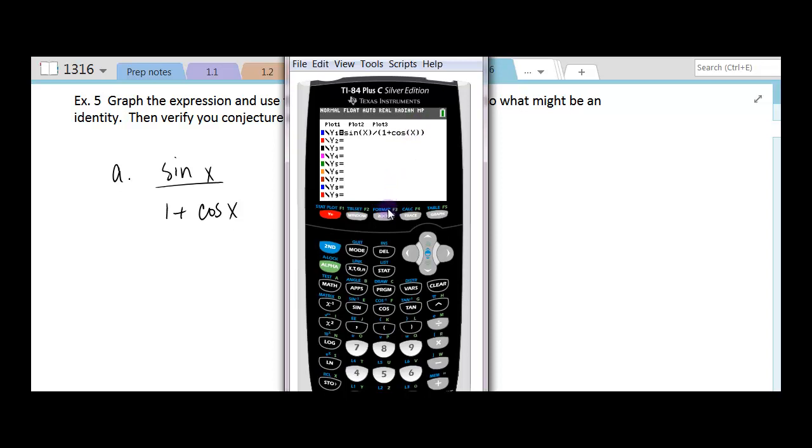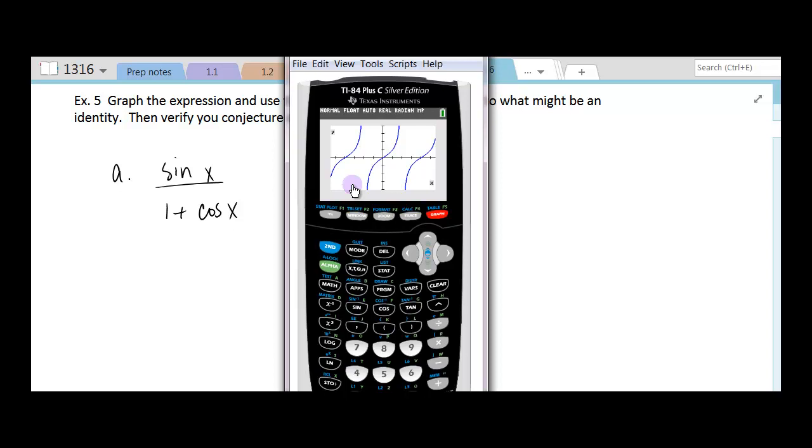I can graph this. In case you don't remember, there is a window. If you go to zoom, there's a trig window that I could use. It snaps to a standard trig window. And when I graph it, it looks like this. Now at this point you want to ask yourself, what trig function does this look like? It looks kind of like a tan function.